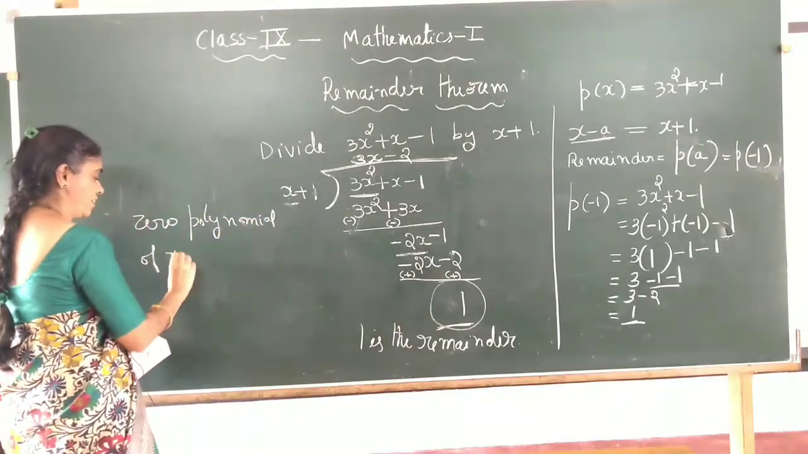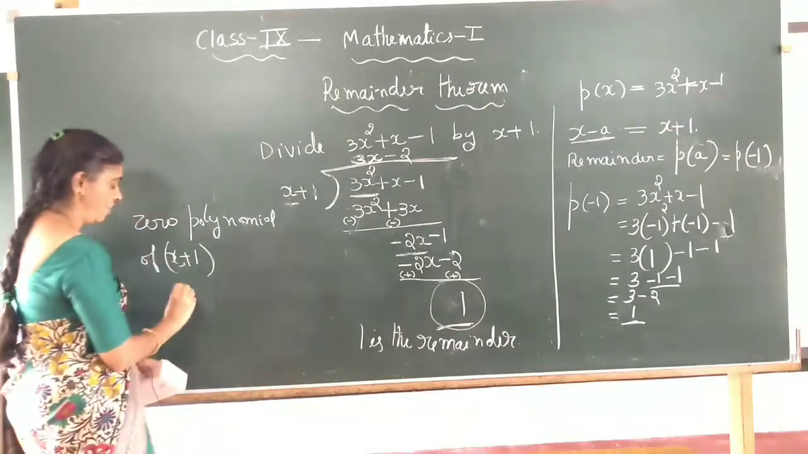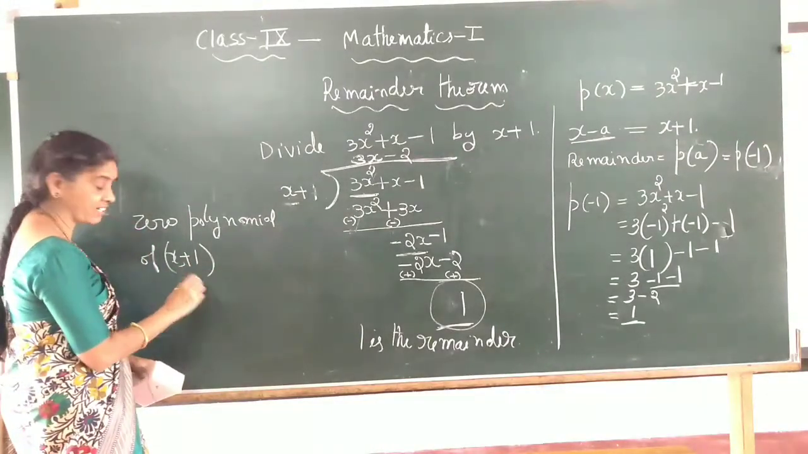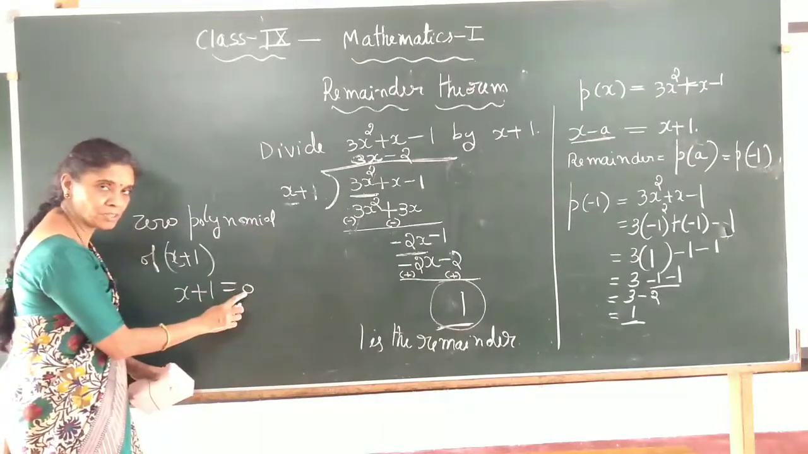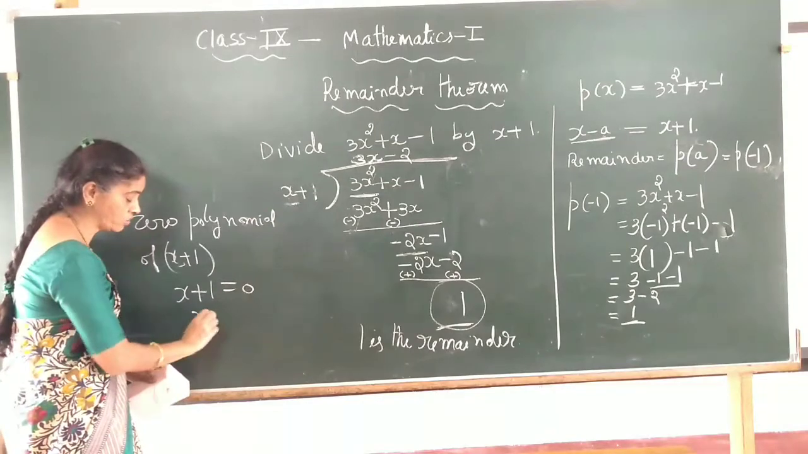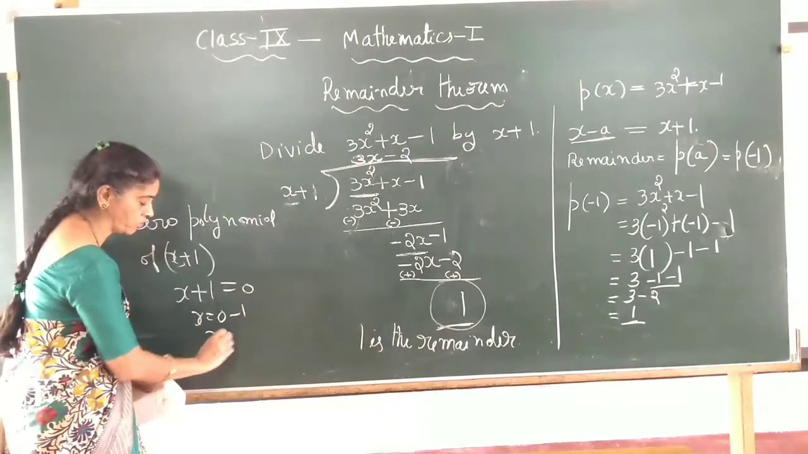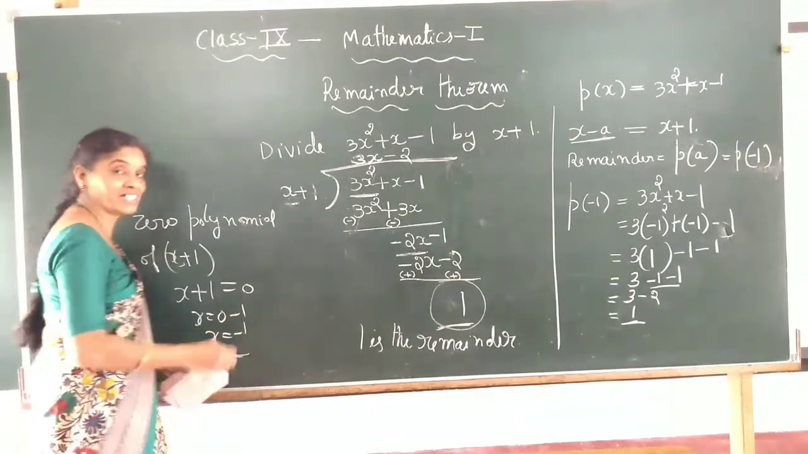Zero of the polynomial x plus 1. How much, children? How to find the zero of this polynomial? Divisor x plus 1. x plus 1 is equal to 0. Its value is the zero of the polynomial, so you have to take 0. So x is equal to 0 minus 1. So x is equal to minus 1.